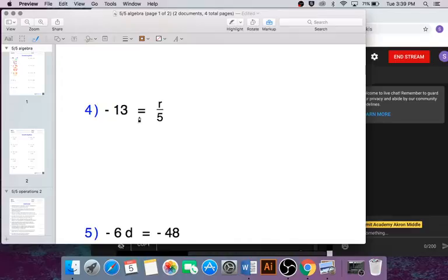Moving on to number 4, we have negative 13 equals r over 5. First thing we need to do is identify our variable. So our variable is r. R is divided by 5. So we need to do the inverse of division, which is multiplication. So we're going to multiply times 5. Whatever we do to one side, we have to do to the other. So we're going to multiply our negative 13 by 5 as well. On the right, our divided by 5 and multiplied by 5 are going to cancel each other out, leaving us with just r.